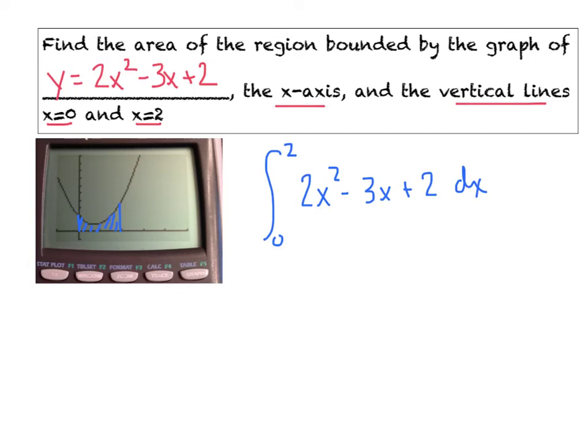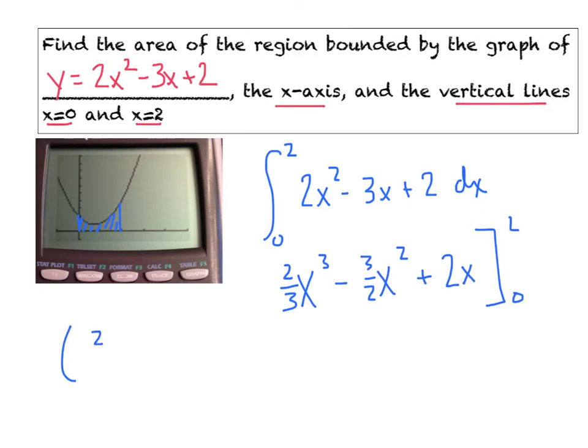Alright, for my antiderivative, I added 1 to the exponent and divided by 3. So I got 2/3 as a coefficient, minus x squared, now divided by 2, that's 3/2. Wow, look at those feisty exponents. Plus 2x, bounds of 0 to 2. Alright, let's plug that 2 in. I got 2/3 times an 8 minus 3/2 times a 4 plus a 4.